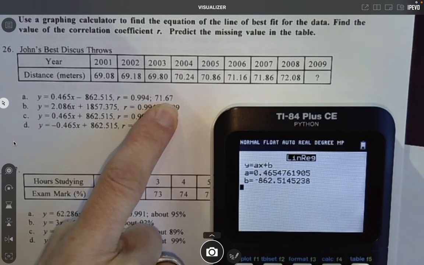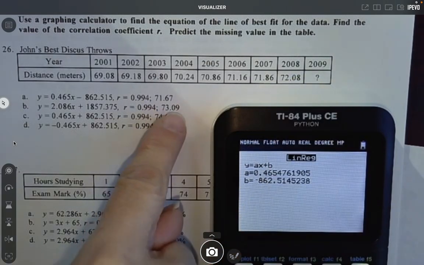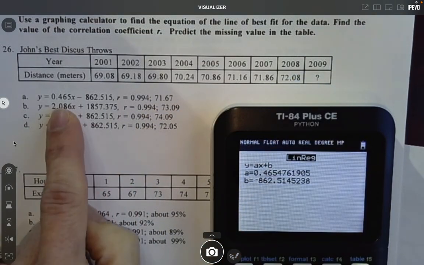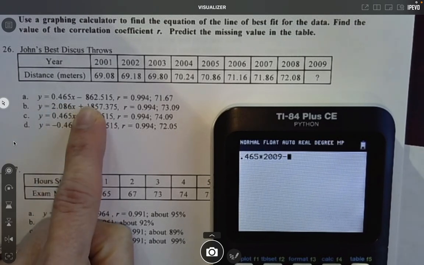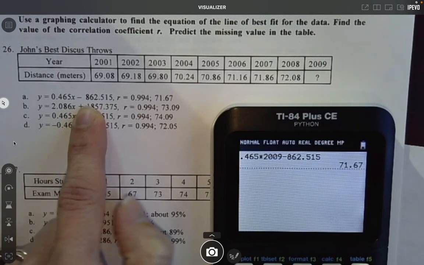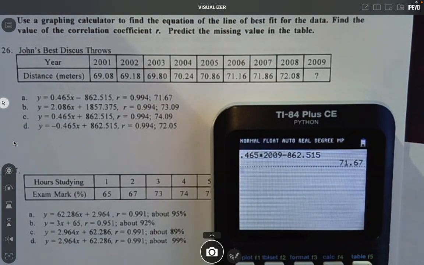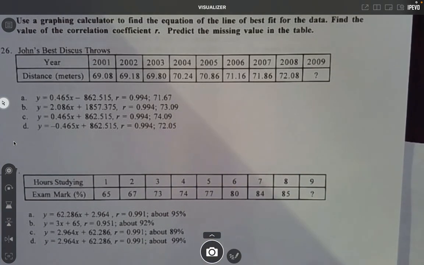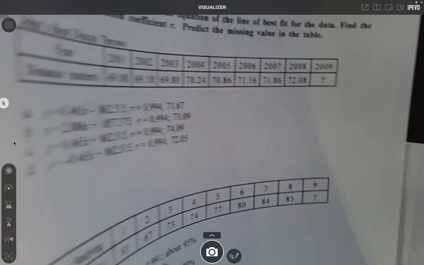We were supposed to plug in 2009 for X, and it would give us that. See how I did that? 0.465 times 2009 minus this number. That's where that number comes from, just plugging in that one. Any questions on that? No. I'm not going to do 27 or 28. If y'all need practice in a second, y'all can ask questions and I can do another one.